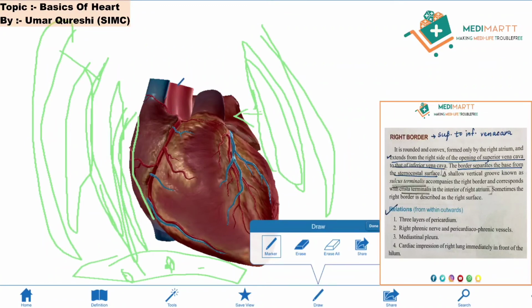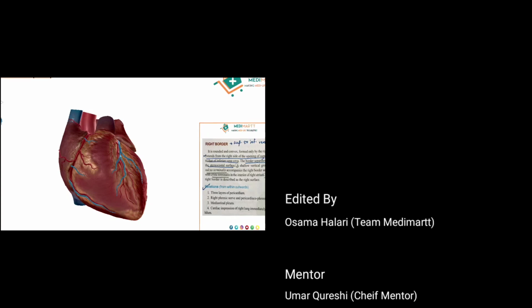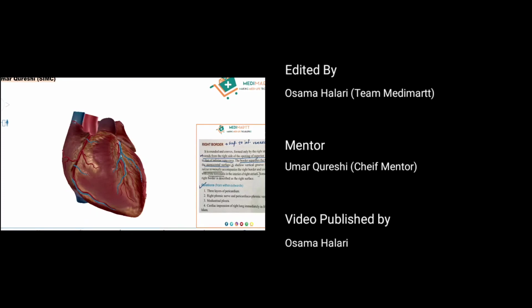So basically we saw the relations: the 3 layers of the pericardium, then the right phrenic nerve and right pericardiophrenic vessels, then the mediastinal pleura, and the last one is the cardiac impression of the right lung immediately in front of the hilum. For this you have to understand the lung. Right now just learn all the points. You will understand this point when we explain the lung part, inshallah.